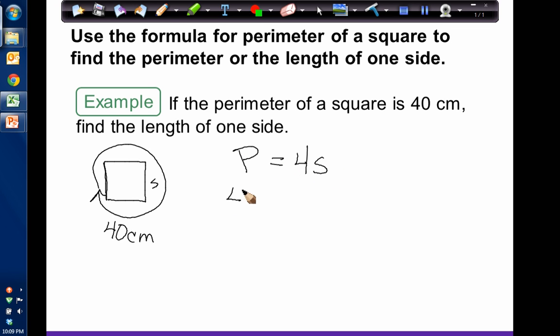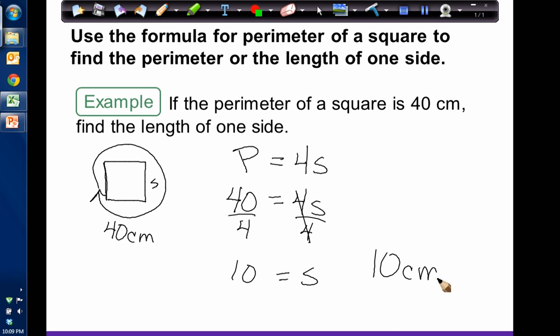We know the perimeter, P, is 40, so we can replace P with 40, and then we can solve for S. This is our equation. We can divide by 4 on both sides, that way we can get S by itself. So S, one side, must be 10 centimeters. I'm sure you could just think about this logically, but we're just practicing using formulas.